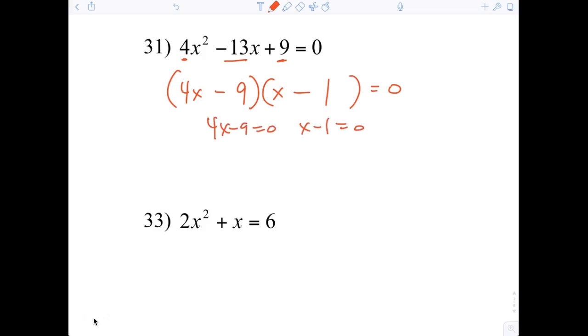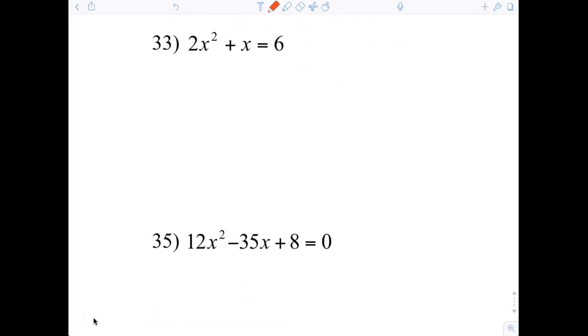And so now 4x minus 9 equals 0, x minus 1 equals 0. So x is equal to 9/4, or x equals 1. Come on, double check yourself. Everybody good? All right, now what's the problem with number 33?